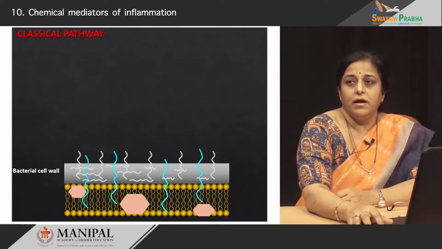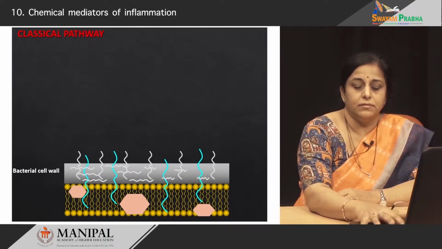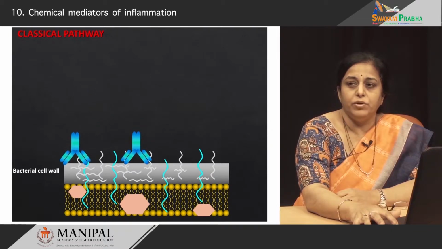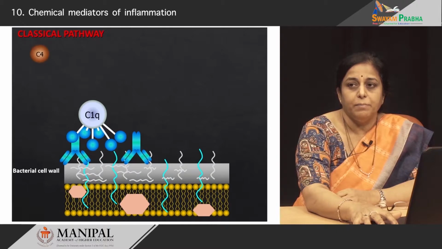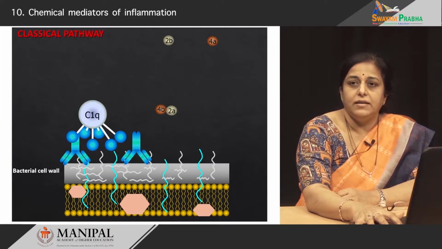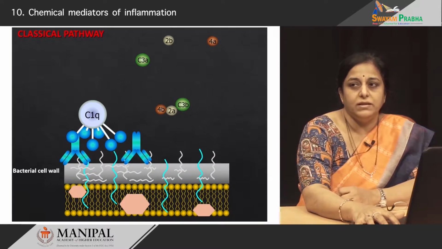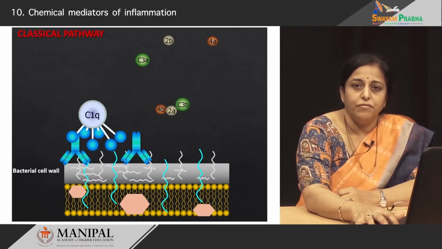So, let us go back to this. So, you see that when there is antibody binding to the bacterial cell wall, that is when the classical pathway gets activated. The C1 binds to the antigen antibody complex. This cleaves the C4 to C4A and C4B, and then C2 to C2A and C2B. Now, this C4B and C2A combine, and this is what is called a C3 convertase. As the name says, C3 convertase converts C3 into C3A and C3B. Now, C3B comes and binds back to the C4B and C2A, and this is now the C5 convertase.